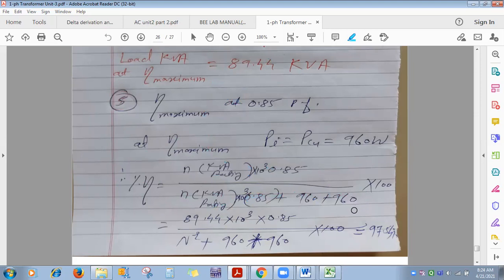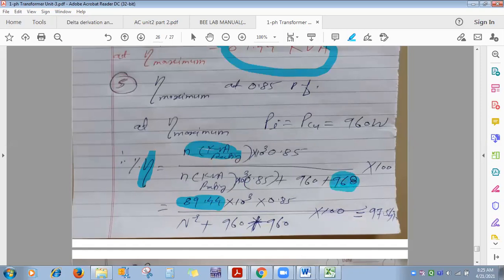Any difficulty with this? See, this is the load KVA at maximum efficiency, and here you have been asked to calculate maximum efficiency. So the N KVA value you have to put here is 89.44. This is the first thing. Second thing, N square full load copper loss. The value of N right now we don't know. But the condition at maximum efficiency we know: if iron loss is 960, then copper loss also you have to take 960. That's why N square full load copper loss is 960 here. So whatever efficiency you get, that will be maximum. Is this clear to everyone?